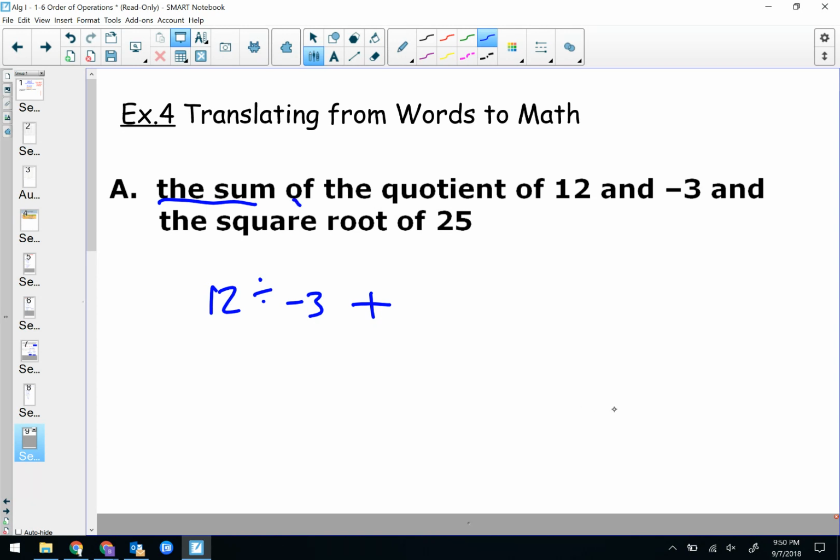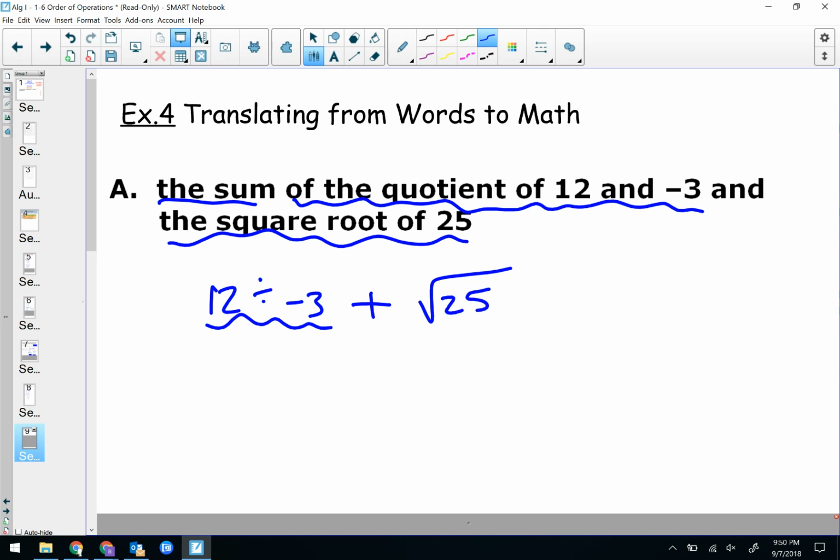So the sum of the quotient of 12 and -3, and so the sum of this and this, the square root of 25. Now, here's my second part. So now I've created my math sentence. Now I have to do the order of operations. First things first, grouping symbols. And yes, the square root is a grouping symbol. So let's take that first. 12 divided by -3 plus 5. Now I go with the division. -4 plus 5. And now finish it off. +1.